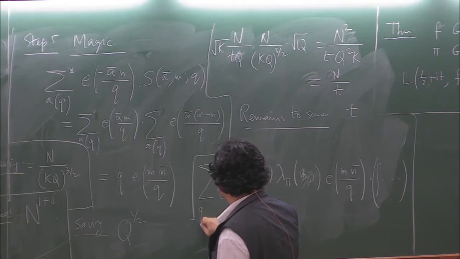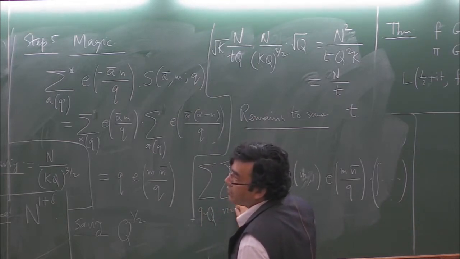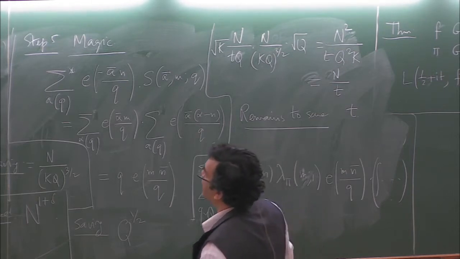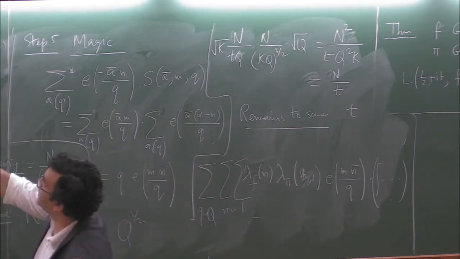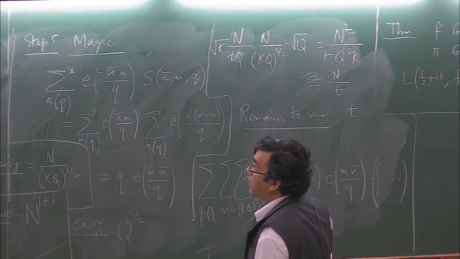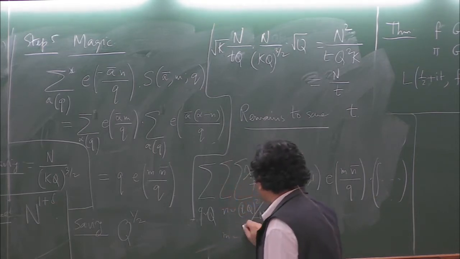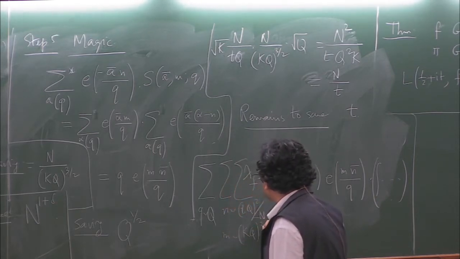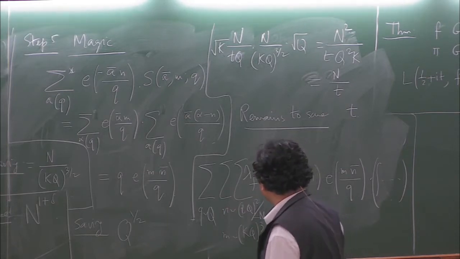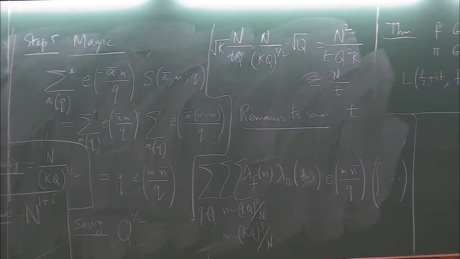So one is the q sum, of size capital Q. The n sum, where is n? N is of size tq square by n, and m is of size kq cubed by n. Right?